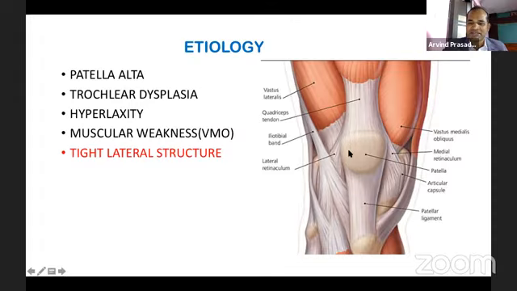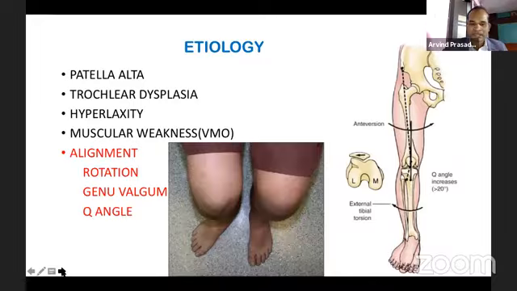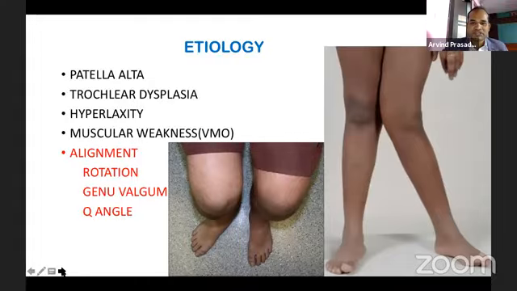When it is tight, then with the flexion, this pulls the patella to the lateral side. So this is another reason for it. Then the malalignment of the lower limb: if there is external rotation of the tibia, excessive anteversion of the femur, genu valgum, increased Q angle, all these factors push the patella to the lateral side, leading to dislocation of the patella.